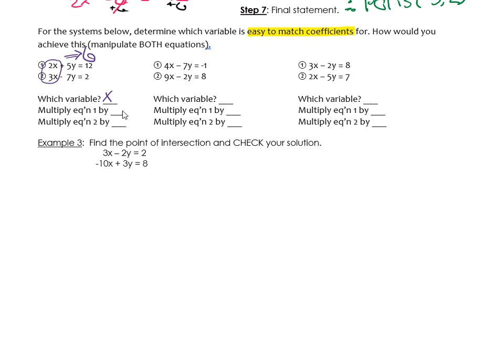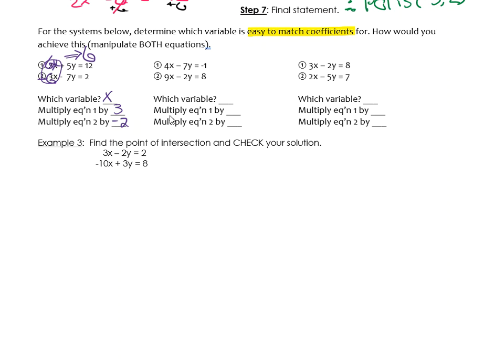Right now they're both positive. So let's say I multiply the top equation by 3. I'll get a 6x there. For the bottom one, I'm going to have to multiply it by 2, but I want it to be negative 6, so I'm going to multiply it by a negative 2. But that's all I want to talk about in these next few ones: just which variable would you pick and how would you do it. That's all we're looking at here. We're not going to go ahead and solve.